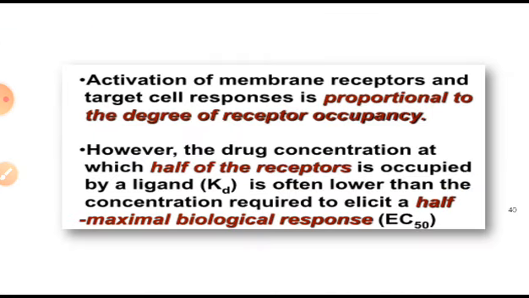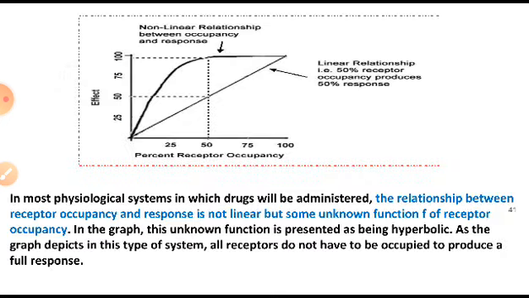So activation of membrane receptors and target cell responses is proportional to the degree of receptor occupancy. This is the one concept. However, the drug concentration at which half of the receptors are occupied by ligand is often lower than the concentration required to elicit a half maximal biological response. So same thing. Sometimes you have obtained the 50% effect of the drug, but maybe you need less than half of the receptors to be occupied, right? So this concept is also established here.